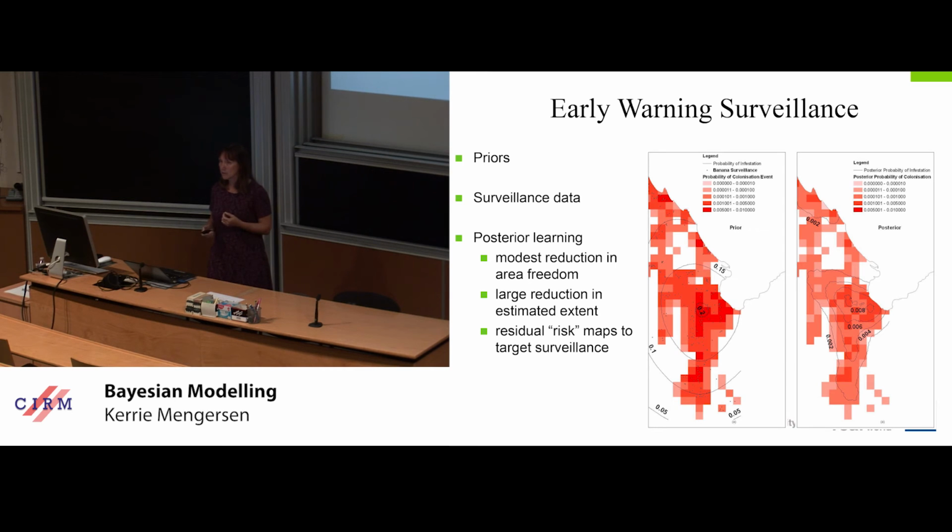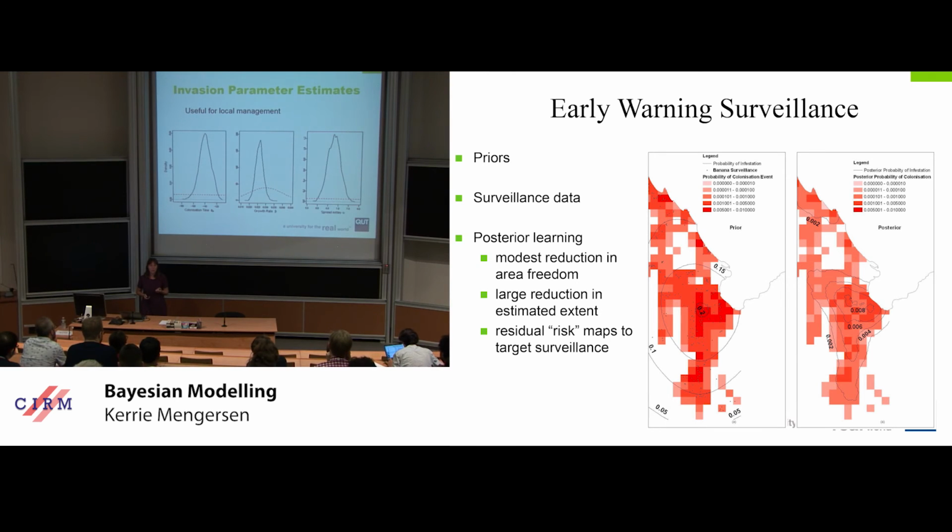So what do we learn from this posterior map? We learn about the area of freedom. We also learn about the estimated extent, and we get these risk maps so that we can target surveillance in the area. We also learn about the individual invasion parameter estimates. So we get a posterior distribution for these. The dotted red line is our prior, and the solid line is the posterior distribution for these parameters. This is our colonization time, our growth rate, and our spread in meters per day. Okay, so we learn about that from these models.